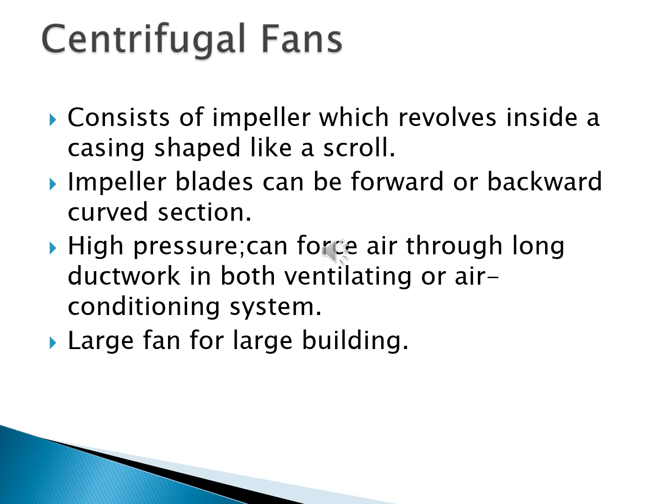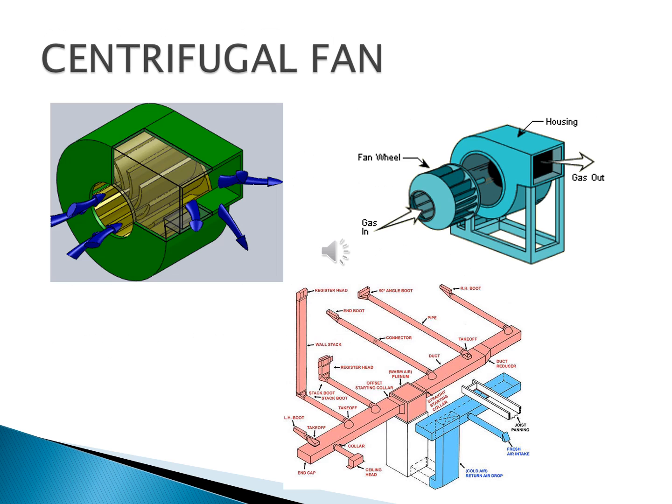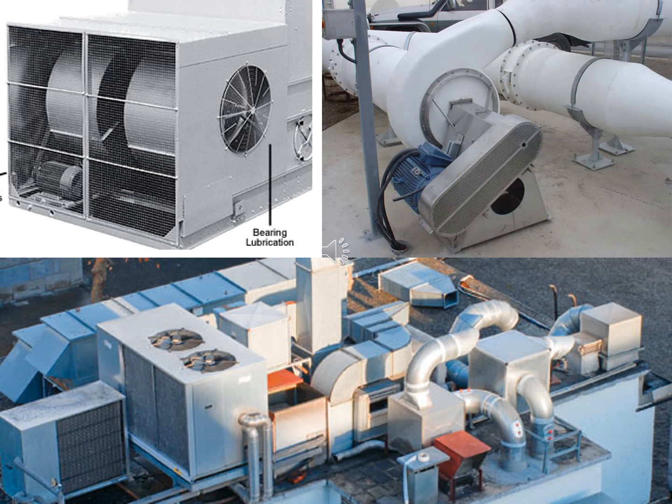Centrifugal fans. It consists of impeller which revolves inside a casing shaped like a scroll. Impeller blades can be forward or backward curved section. The advantage of centrifugal fans is they create high pressure which can force air through long ductwork in both ventilating or air conditioning system. It provides large fan for large building. An example photos of centrifugal fan. Another example photos of centrifugal fan.